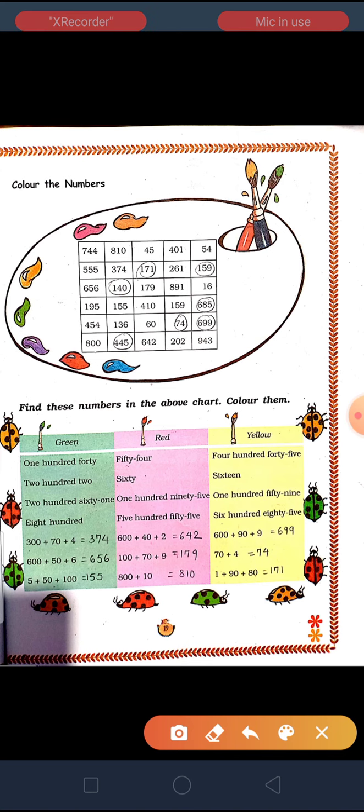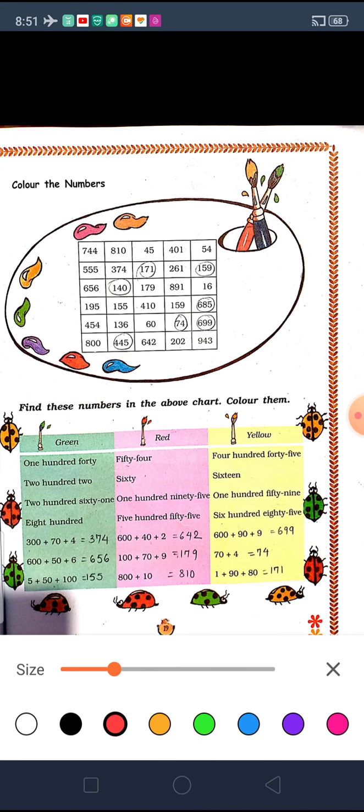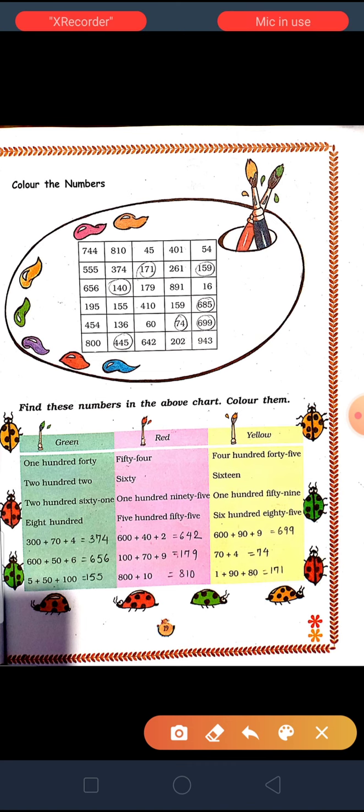Now let us move ahead, next is red color. Red color 54. Find out the number 54 here. This is 54. So color this in red. 60. Again color this in red. Next is 195. So 195 is here. Color this in red. 555. So again this you will do in red.